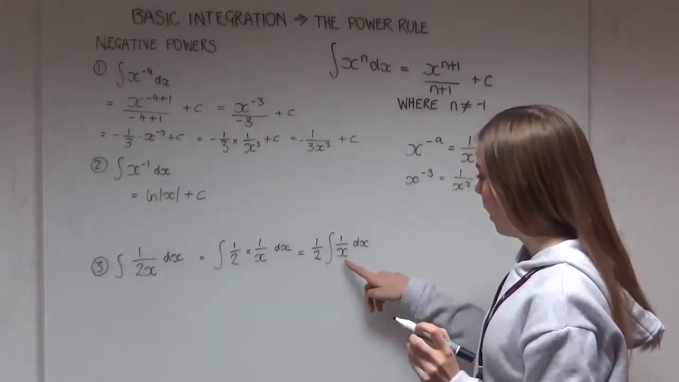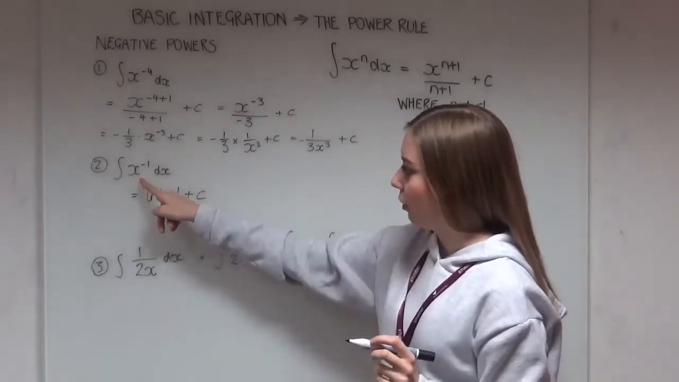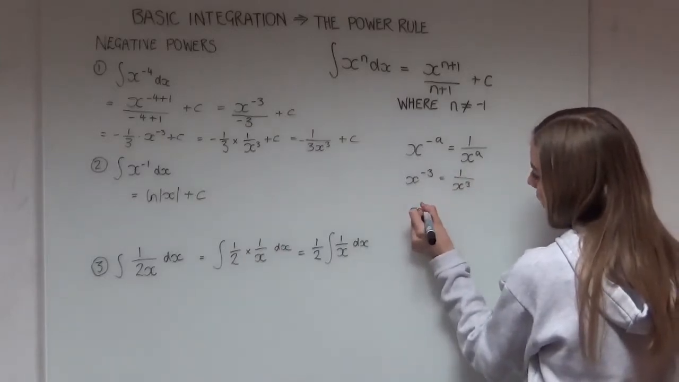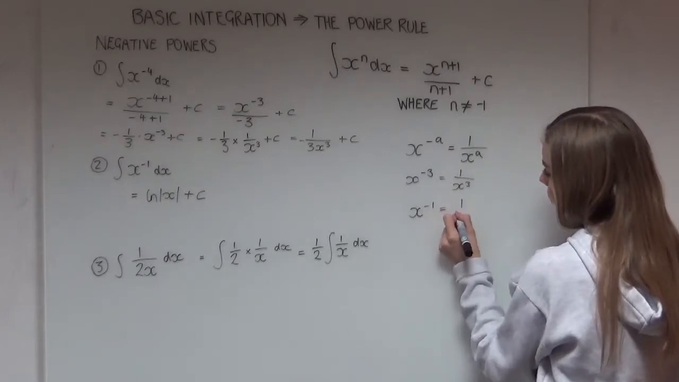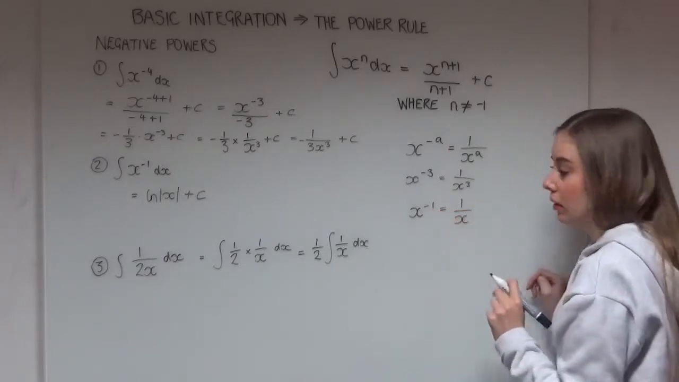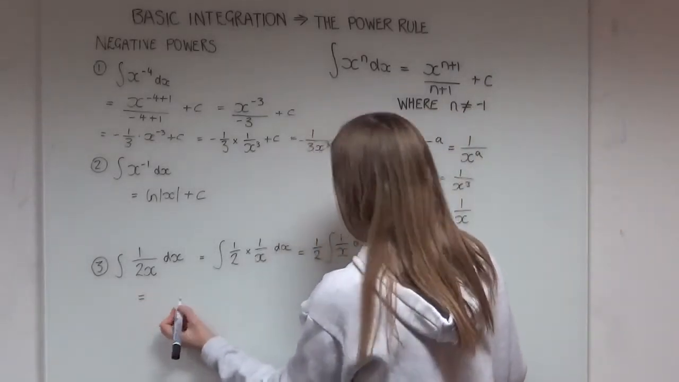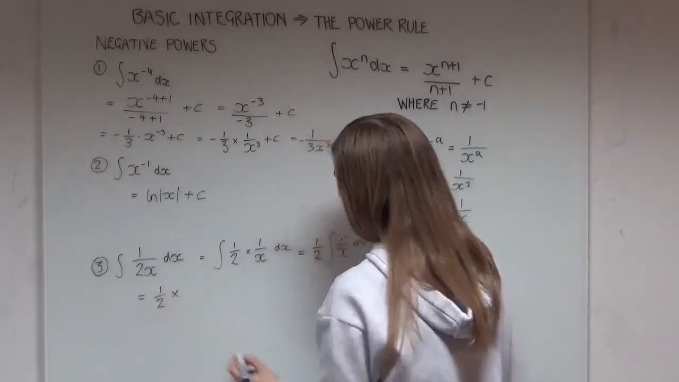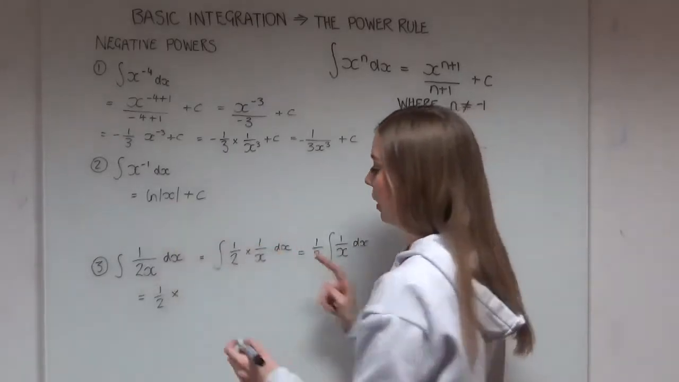Now, if you look carefully here, we know that 1 over x is actually equal to x to the power of minus 1 because of this rule here. So if we have x to the power of minus 1, 1 is our a, so we can rewrite that as 1 over x to the power of 1, which is just 1 over x. So that's important to spot. Then we can integrate, and we still have our half here, and then we times it by the integral of 1 over x, which is ln x plus c.